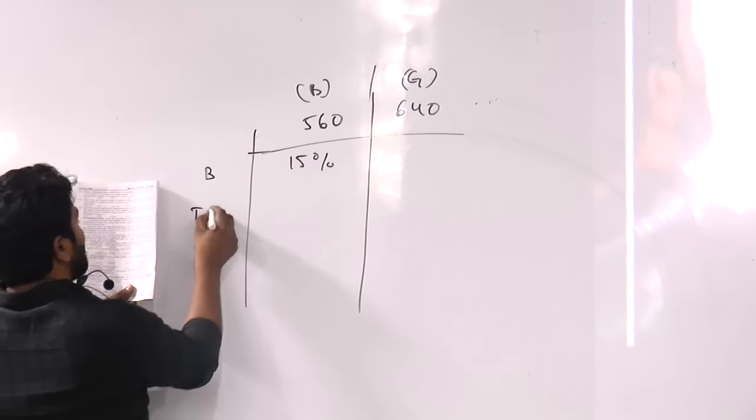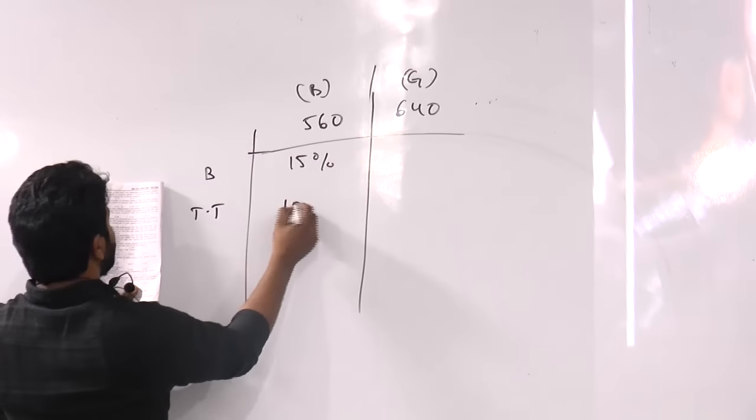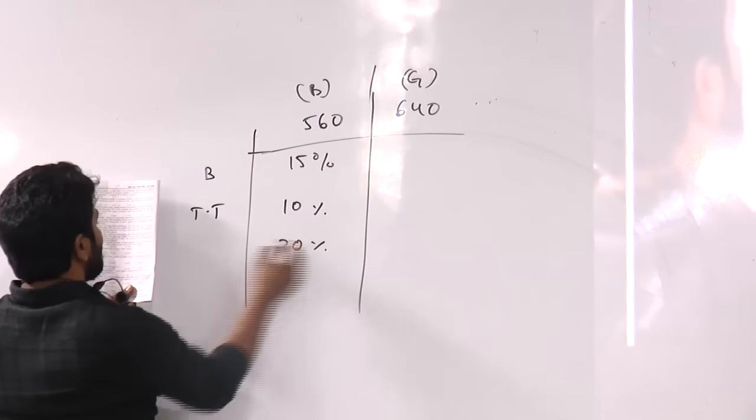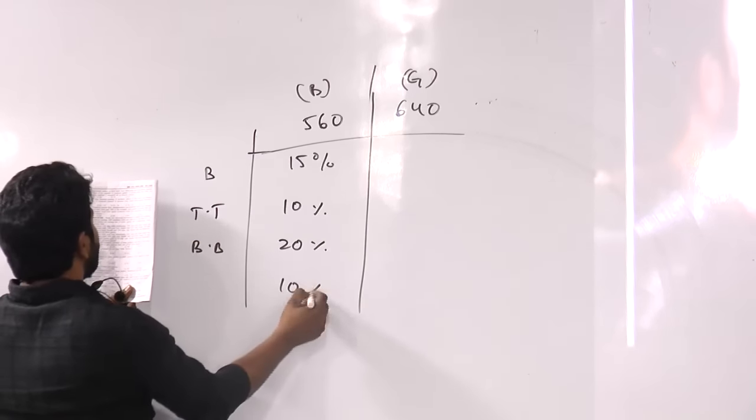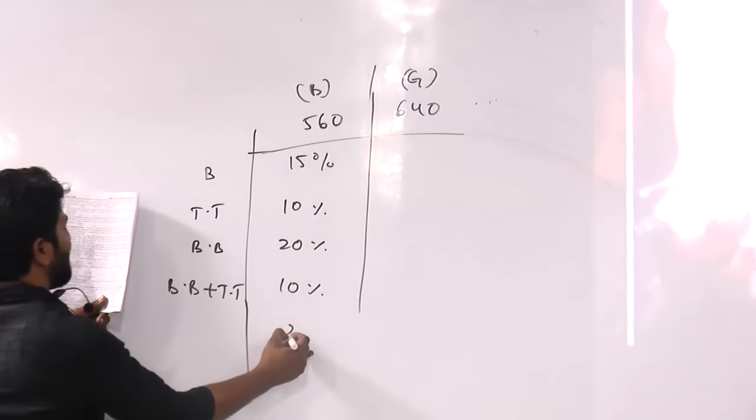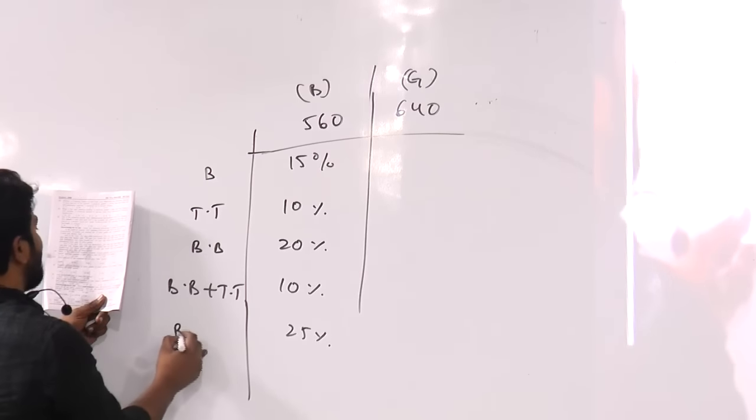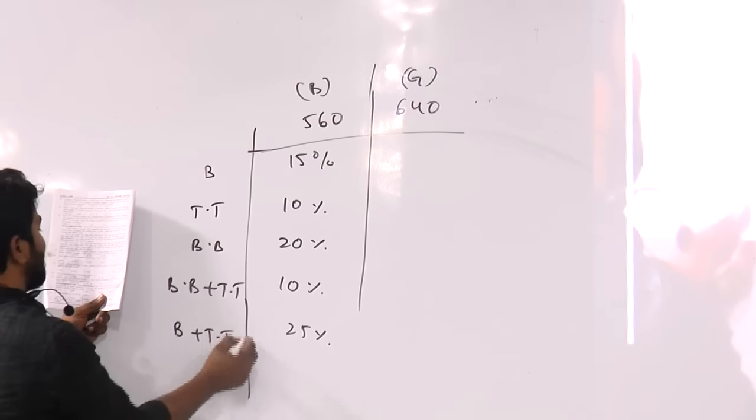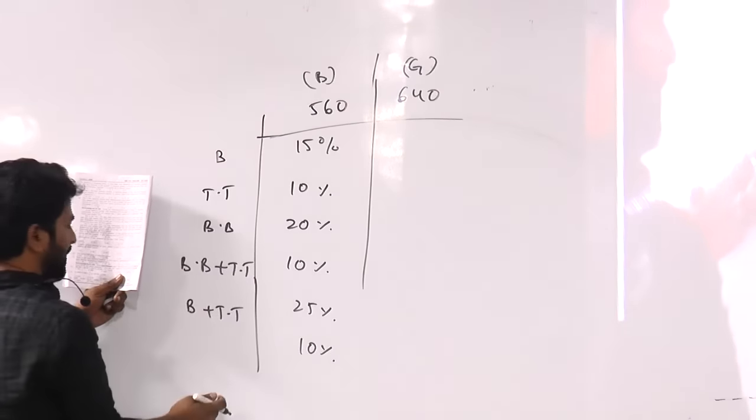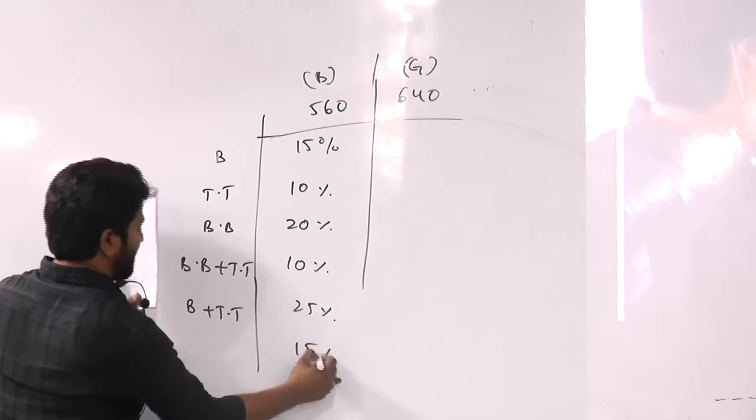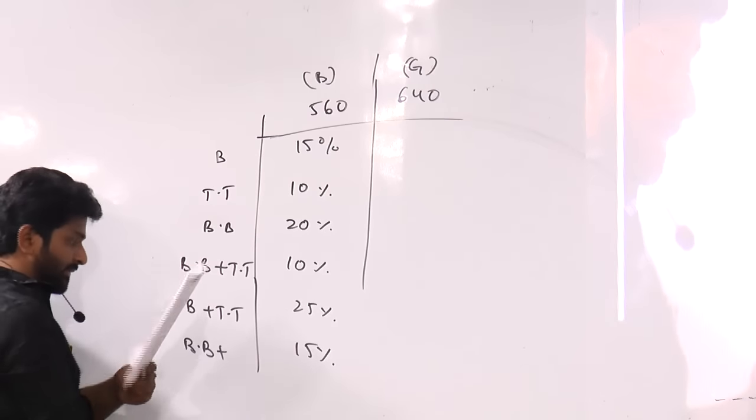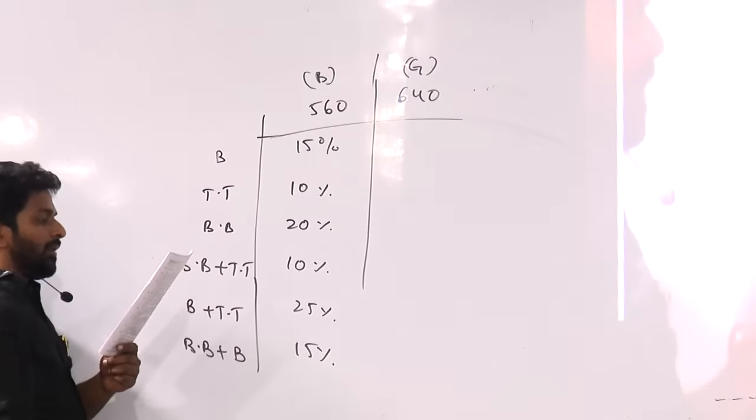And then table tennis. Only table tennis 10% and 20%. 20% what? Basketball. 10% play basketball and table tennis. 25% play badminton and table tennis. 10% play okay, 15%. 15% play basketball and badminton. Remaining boys play all the 3 games.